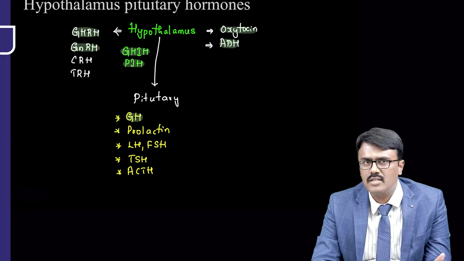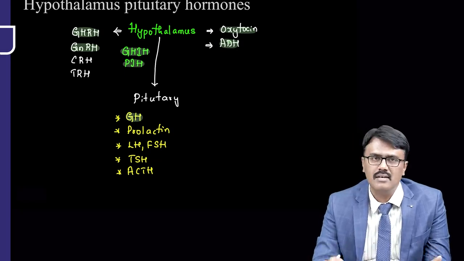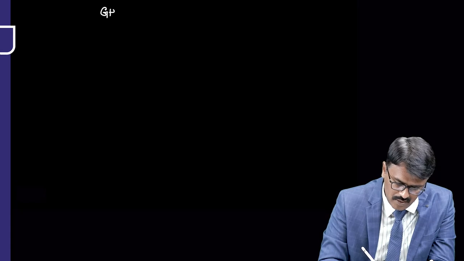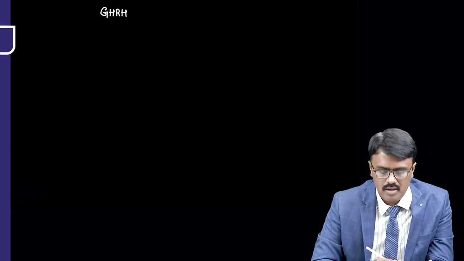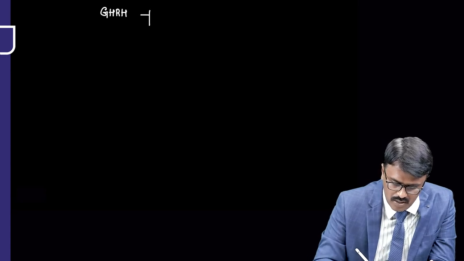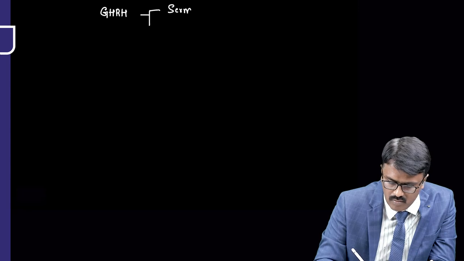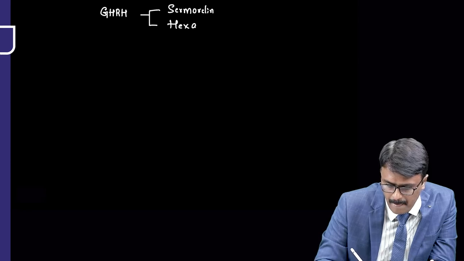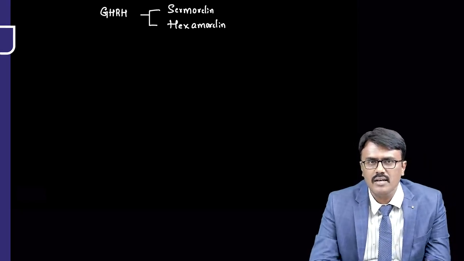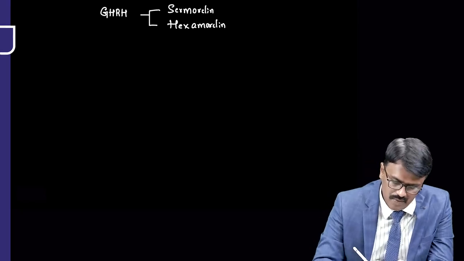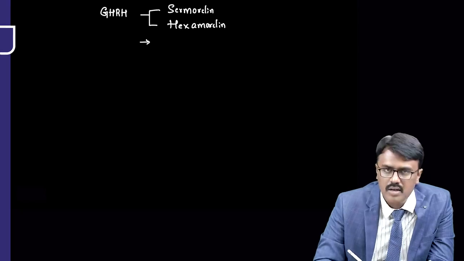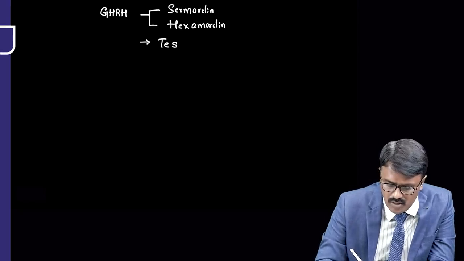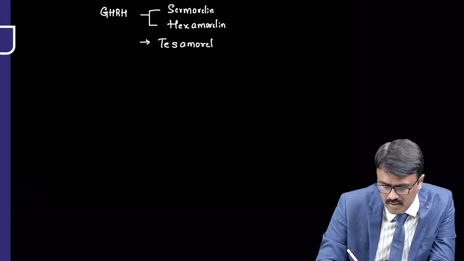I will start with the concept regarding growth hormone and its related drugs. It's like a flow chart. Let us start from the flow chart. So we have the growth hormone releasing hormone. There are preparations of growth hormone releasing hormone called sermorelin and hexarelin, which we are not using nowadays. One more preparation of growth hormone releasing hormone is called tesamorelin.